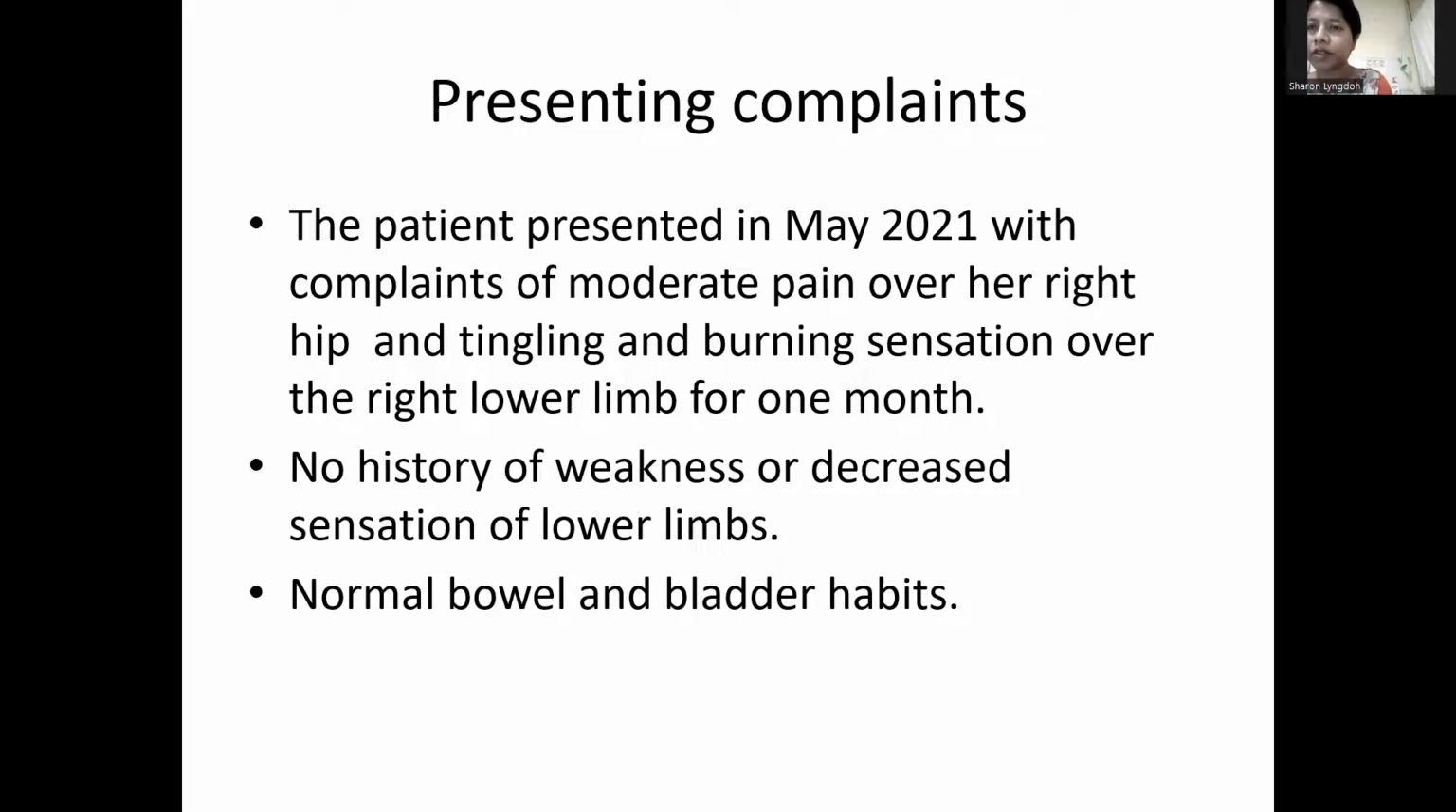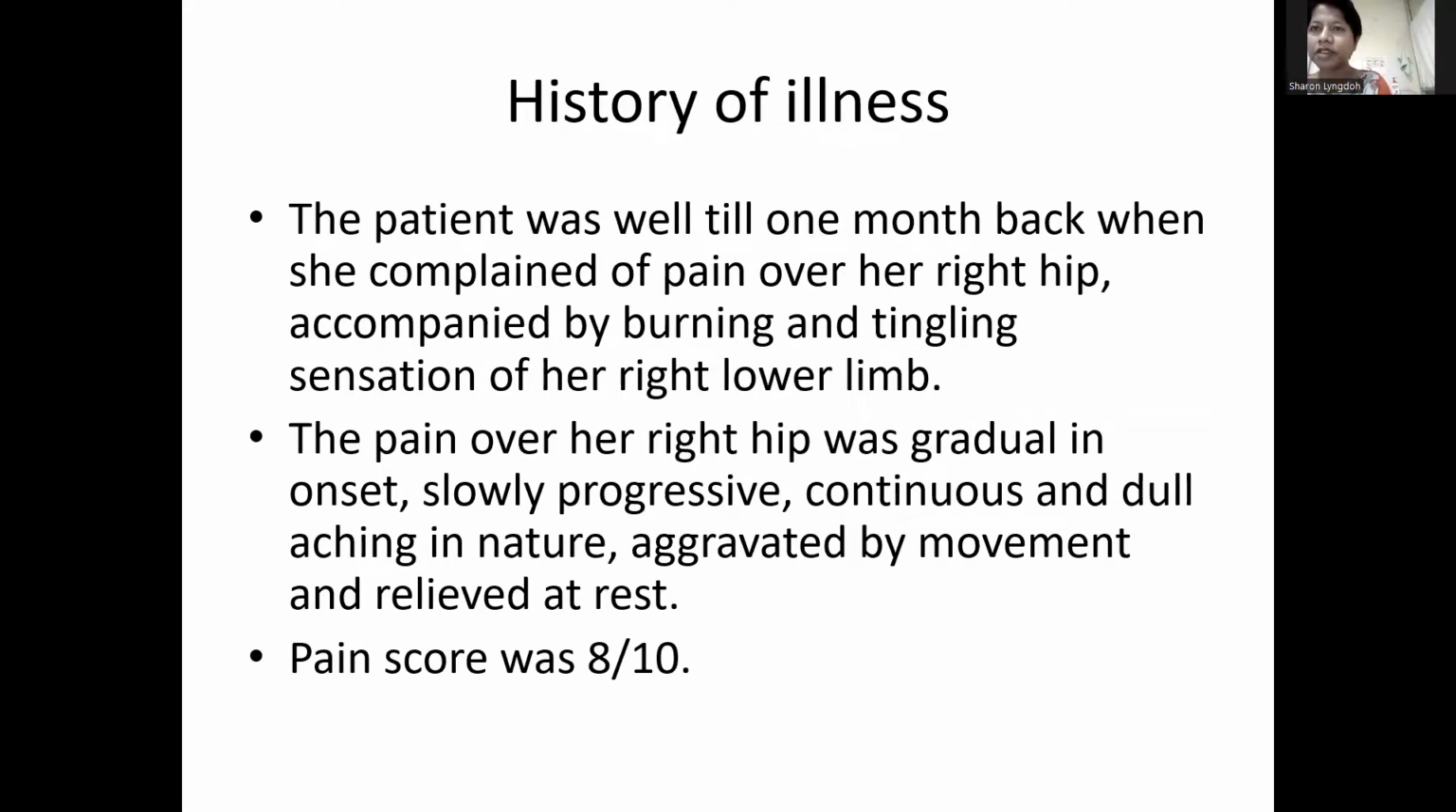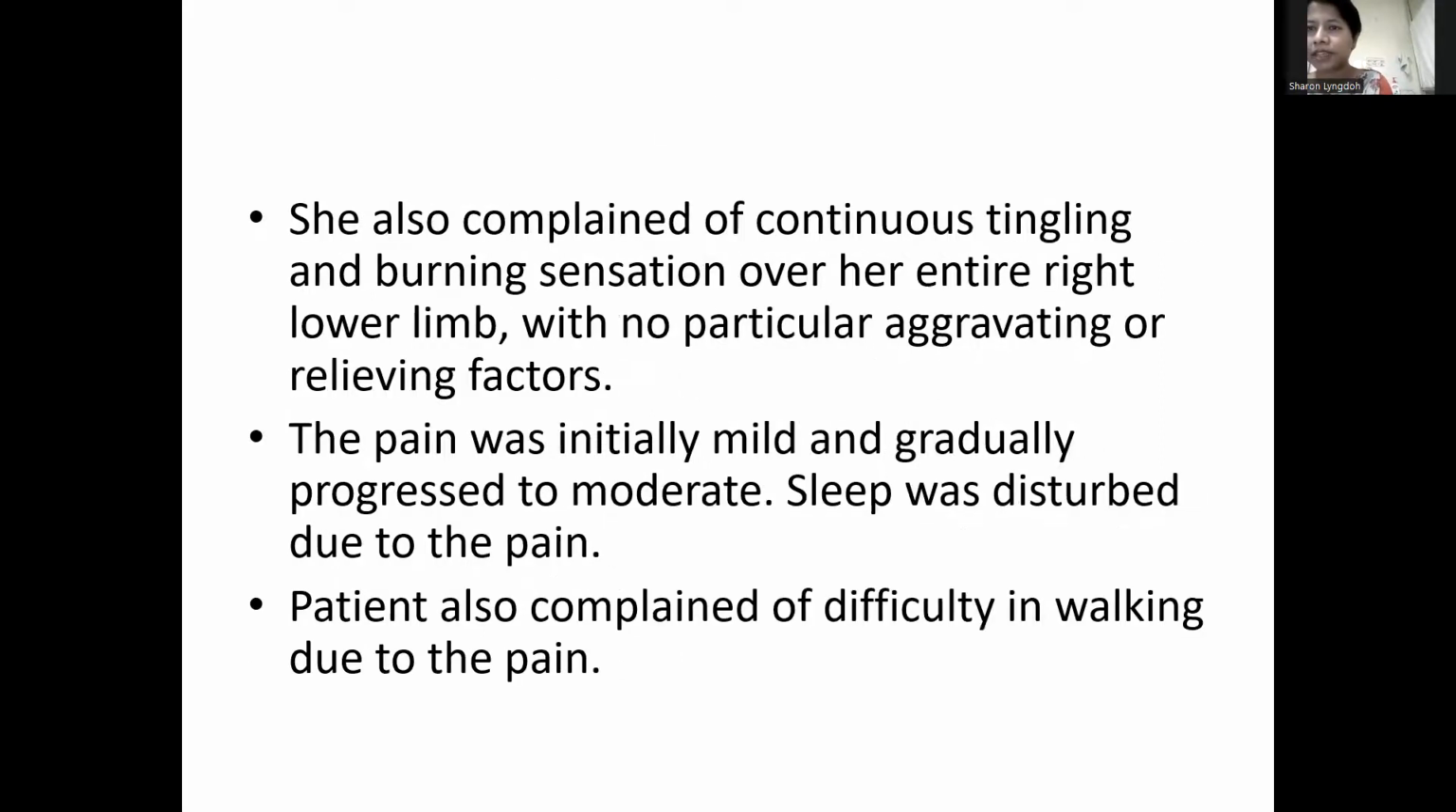There was no history of weakness or decreased sensation over the lower limbs. She had normal bowel and bladder habits. The patient was well till about a month back when she complained of pain over her right hip, accompanied by burning and tingling sensation of her right lower limb. The pain was gradual in onset, slowly progressive, continuous and dull aching in nature. It was aggravated by movement and partially relieved at rest. Her numerical pain score at that time was 8/10.